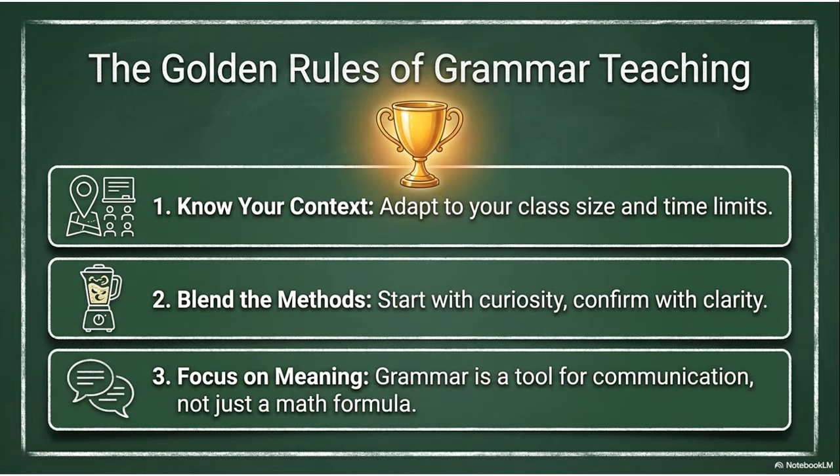Number 2, blend the methods. You have to blend the two methods. Start with curiosity and confirm with clarity. Number 3, focus on meaning. Grammar is a tool for communication, not just a math formula. It's not a formula. It is just for communication.